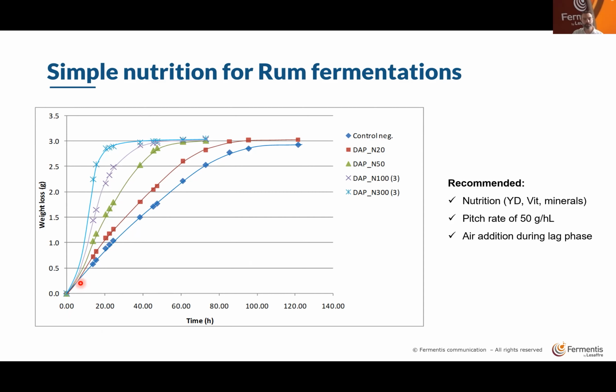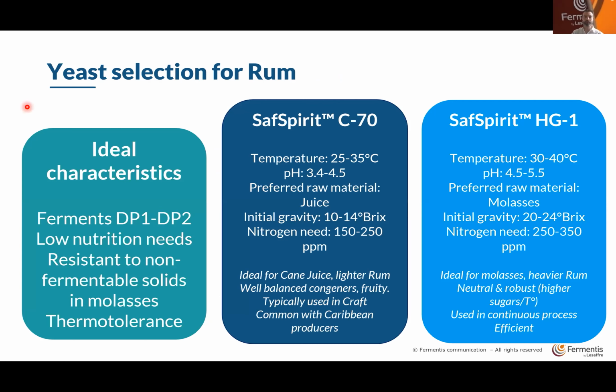You have here a control fermentation, and you have also different additions of DAP. DAP is diammonium phosphate, so it's mainly a source of nitrogen, and you can see that the control in blue here has no addition, and then red, green, and other lines have more addition, this one having the most DAP. And you can see that you have a clear link between the amount of DAP and the dynamic, the speed of the fermentation.